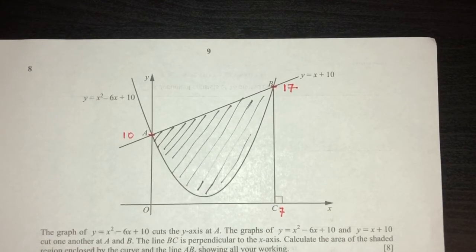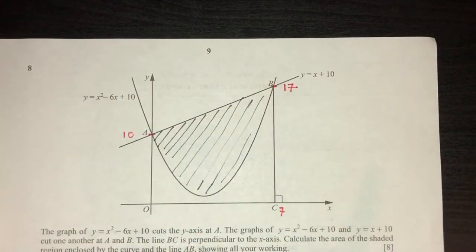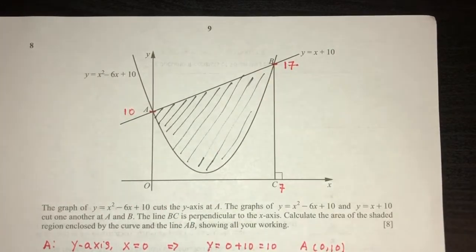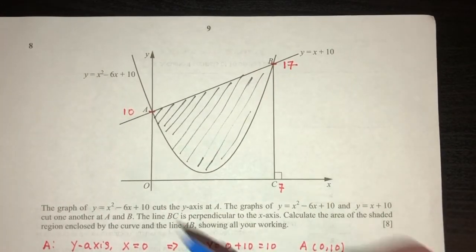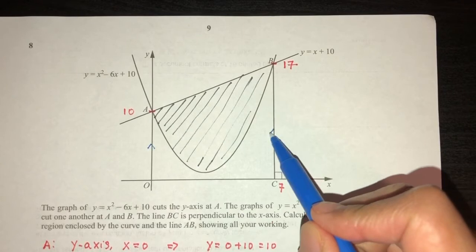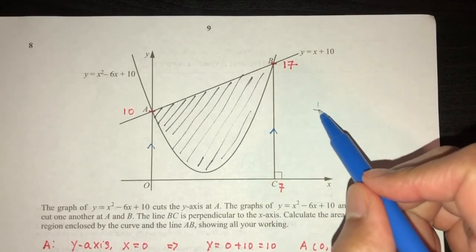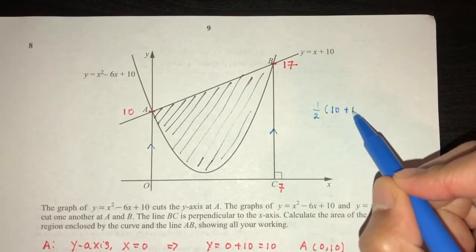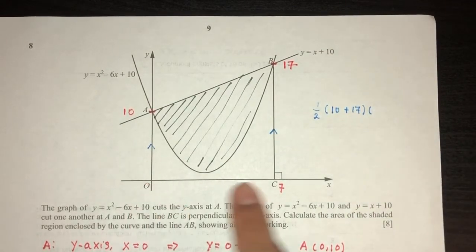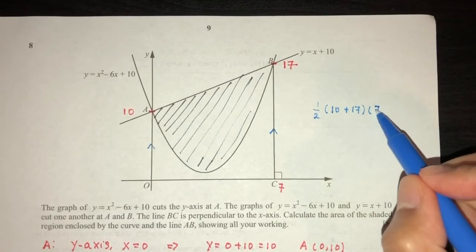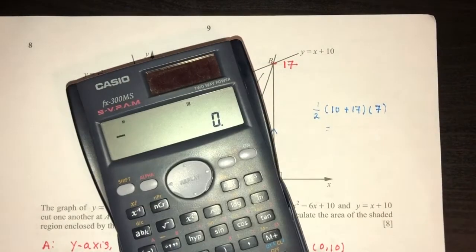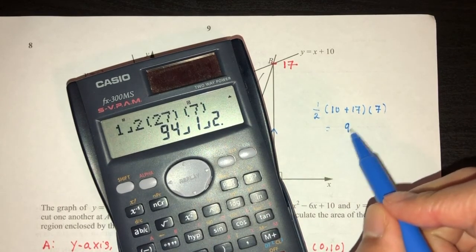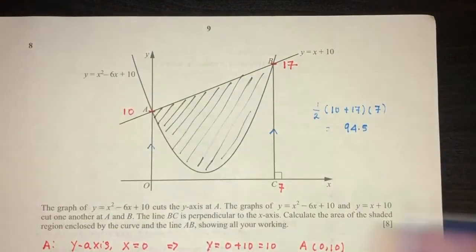So pretty easy. We first have to find the whole area. So if you observe, what is this shape? AOCB. It is a trapezium with these two sides as parallel sides. That will be half times sum of parallel sides, which is 10 plus 17, and times the length in between, which is 7. That will be the whole area. Half times 27 times 7, that will be 94.5. That is the whole area.